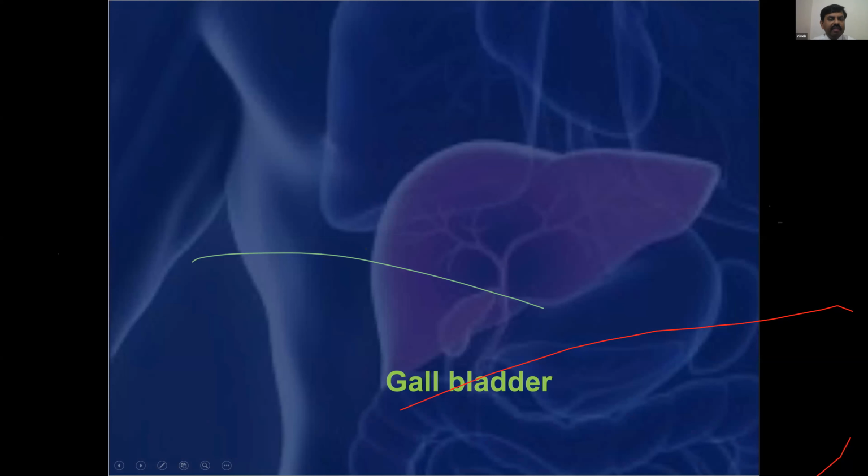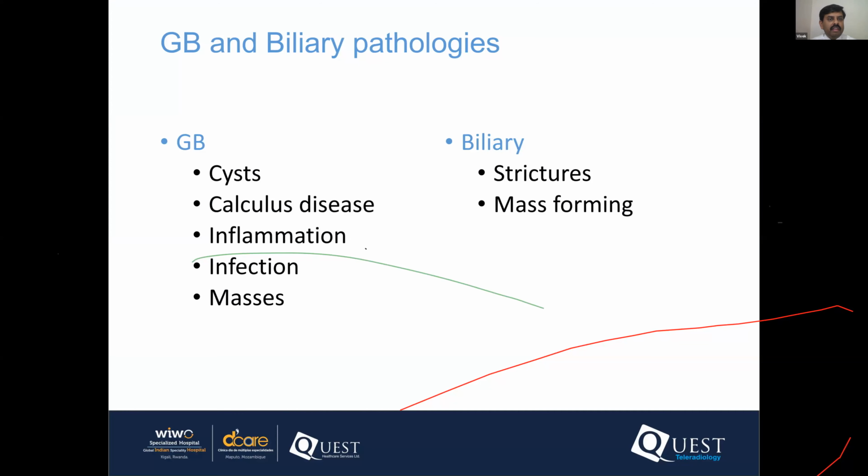Now, I will be moving to the next part of the presentation, the gallbladder and the biliary tree. Here, we have the pathologies of the gallbladder and the biliary tree. In the gallbladder, the commonest are the calculus disease, inflammation, infection. Then we have biliary strictures and masses under both biliary tree and the gallbladder.